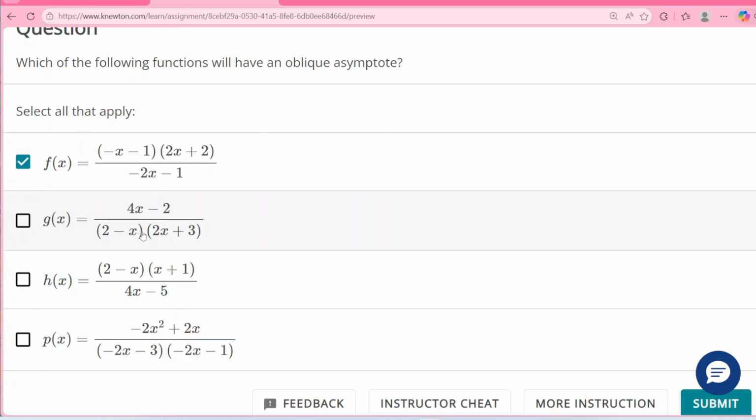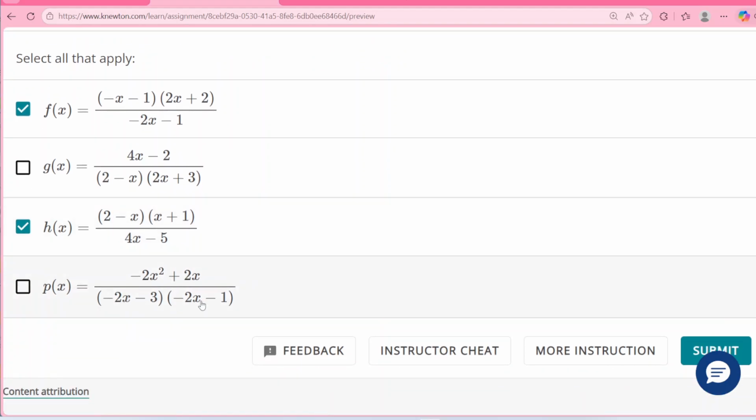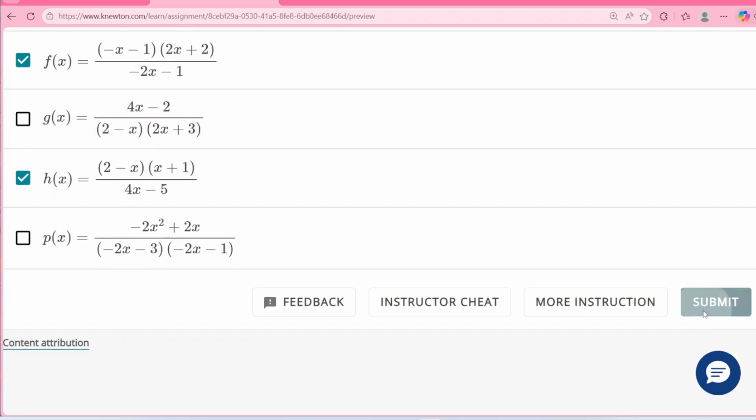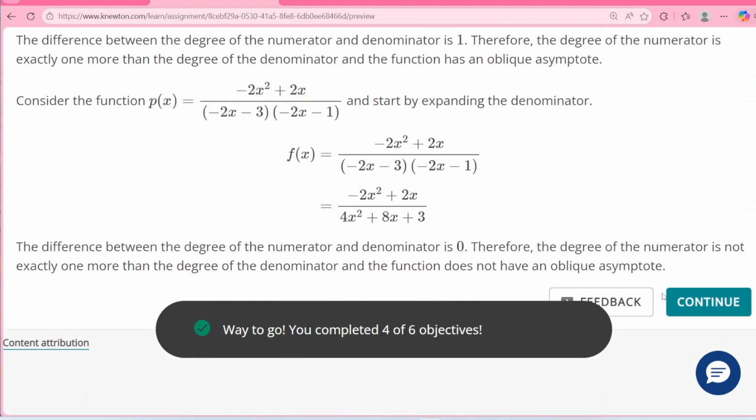This is not degree 1 over 2. This is 2 over 1, so this one also would have an oblique asymptote. And this is 2 over 2, so no, just F and H here would have an oblique asymptote. Right, so that one's good.